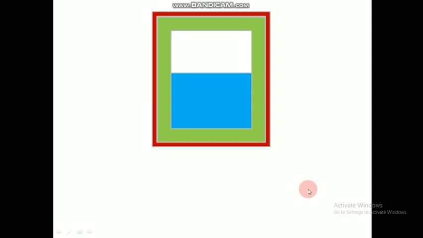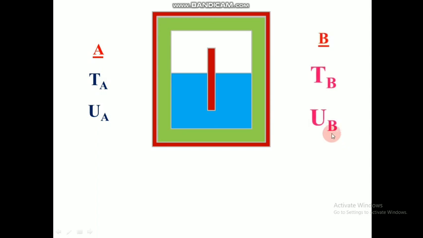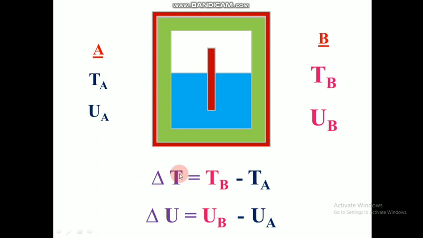Now we are going to do some other work. We are going to induce electrical energy inside this. We have dipped a rod inside and we are inducing electrical energy to the system. There also the initial temperature is TA and the initial internal energy was UA. As we induce electrical current to the system, the temperature and internal energy increase to TB and UB. Here also, delta T is equal to TB minus TA and delta U is equal to UB minus UA.